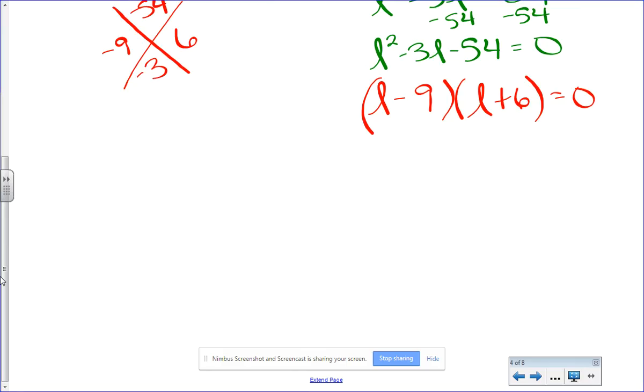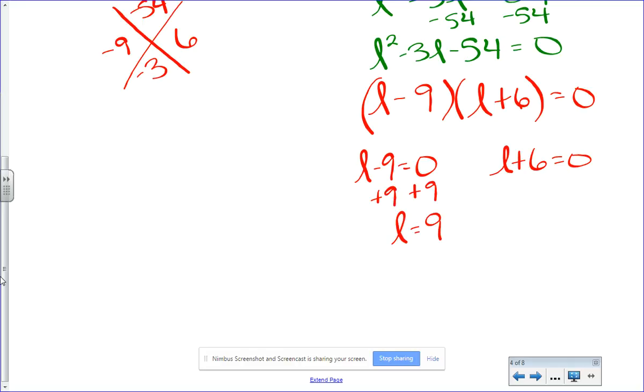Once you get to this point, don't forget you actually need to solve it. So L minus 9 equals 0. L plus 6 equals 0. We're going to add 9 to both sides to get 9. Subtract 6 from both sides to get negative 6. So our length could either be 9 or negative 6. One of those doesn't make sense, so we're going to eliminate it. It's not possible for length to be negative, so we're not going to worry about this one.